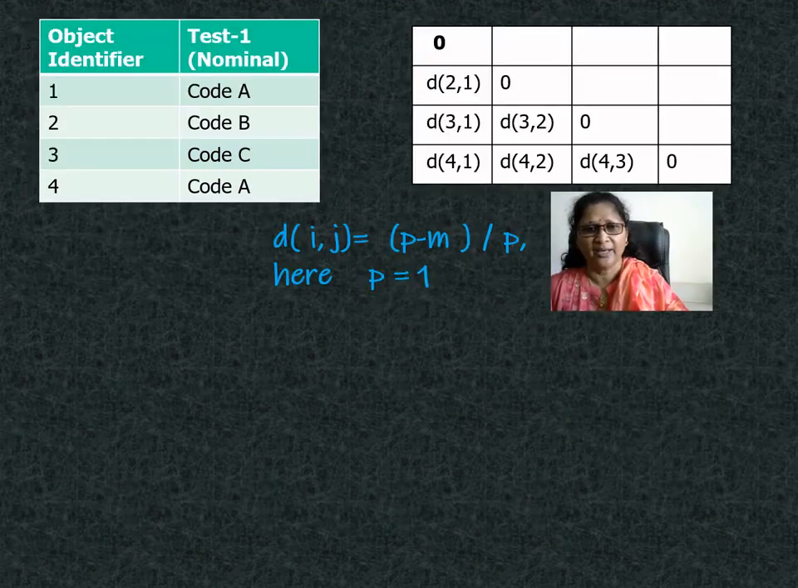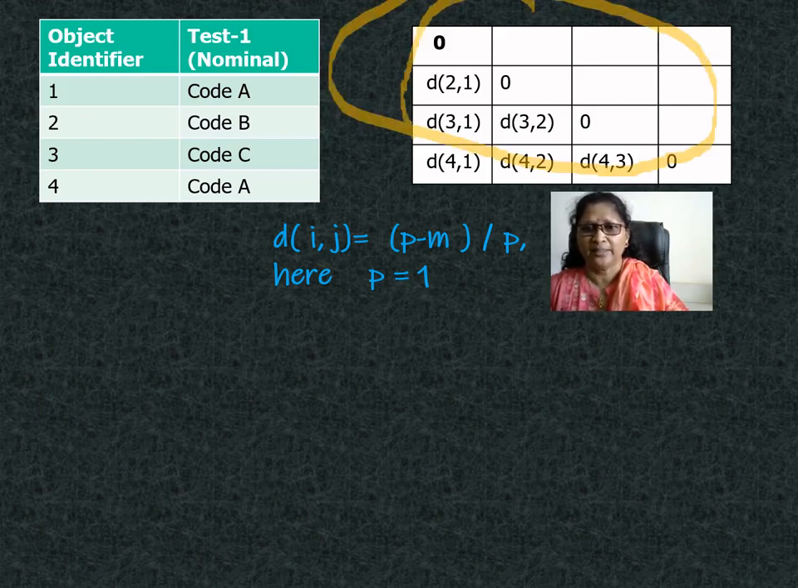Look at this table, object identifier and test. We have to compute this matrix, which is a distance matrix, with the formula d(i,j), that is the distance between any two objects i and j, with respect to the total number of features and the number of matches. Here the total number of features we are using is 1, just one feature, so the value of p is 1. Object 1, as we learned, is working on code A, employee 2 on B, employee 3 on C, and employee 4 is working the same as employee 1, on code A.